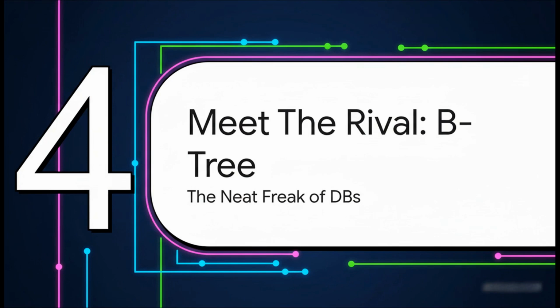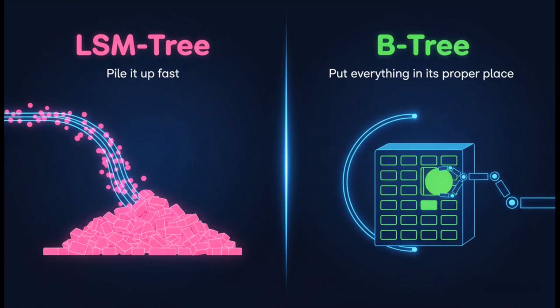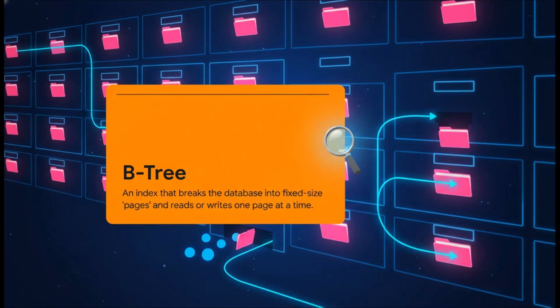Well, let's meet the rival, the B tree. Yeah, the B tree, the neat freak of databases. This is the storage engine behind pretty much every traditional SQL database you can think of, like Postgres, and it is the total philosophical opposite of our LSM tree. So instead of piling up bricks on the floor, the B tree is like this pristine, neon-lit filing cabinet. The entire database is organized into these small 4-kilobyte folders called pages.